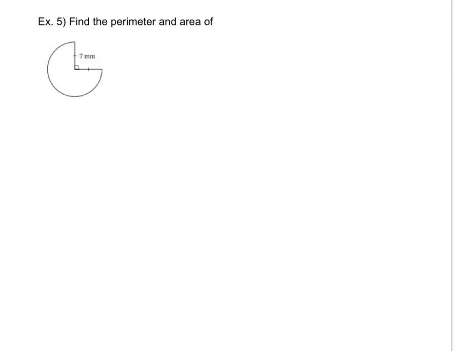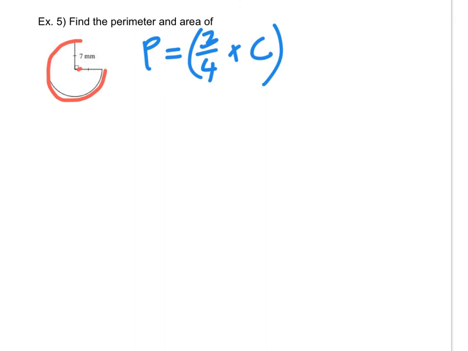So here, what have we got? Well, because this is 90 degrees, that's 1/4 of the circle. So you know that this here is 3/4 of the circle. So for perimeter, you're going to find the circumference and multiply it by 3/4. Okay, 3/4 of the circumference. Then you're going to add 7, and then you're going to add another 7.